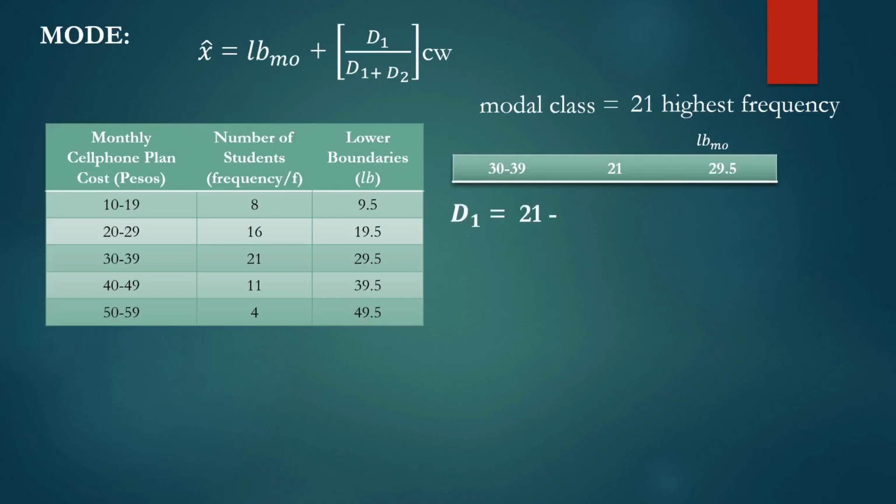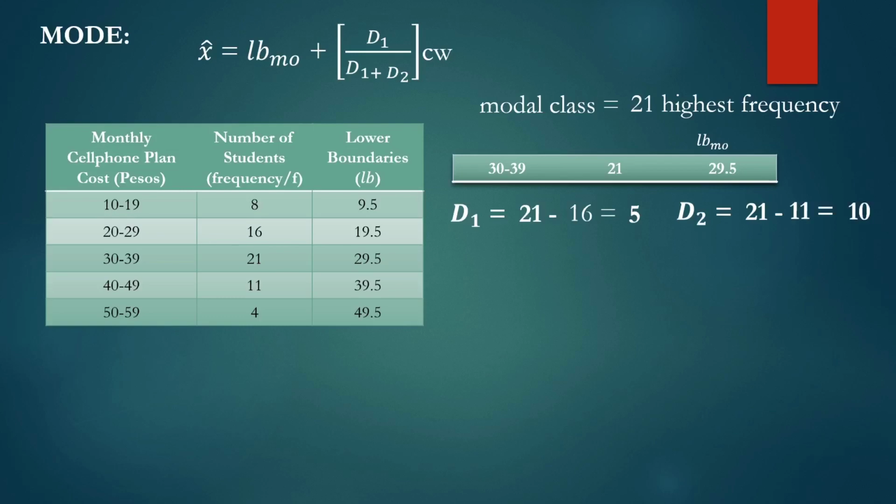Next, our D sub 1. It says that D sub 1 is the difference of the frequency of the modal class and the class preceding it. Subtract the frequency of the modal class by the frequency before it. So 21 minus 16 equals 5. Next, our D sub 2. Subtract the frequency of the modal class by the frequency after it. 21 minus 11 is 10.